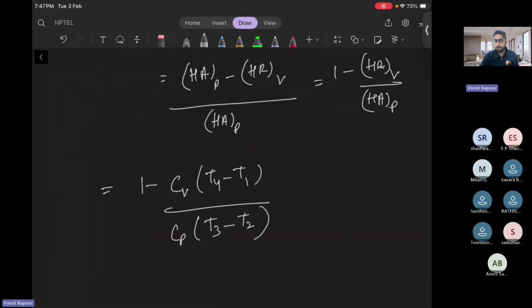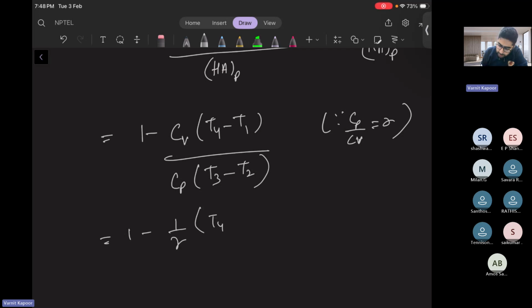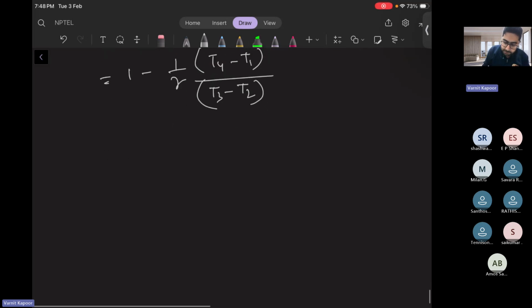Yeah, efficiency. So again, Cv times (T4 minus T1) over Cp times (T3 minus T2). Since we know that Cp by Cv is your gamma, the ratio, it will be 1 minus 1 by gamma times (T4 minus T1) by (T3 minus T2). Now let's get all the ratios once again. So we know that this is your efficiency so far. We want all the ratios.